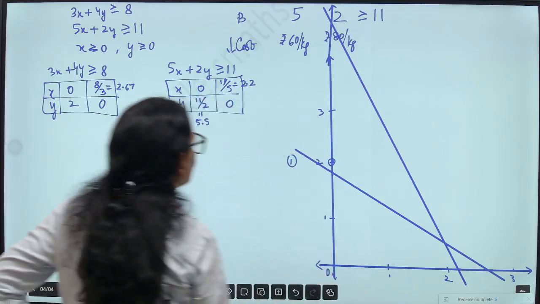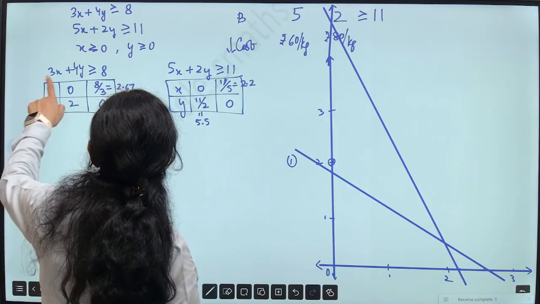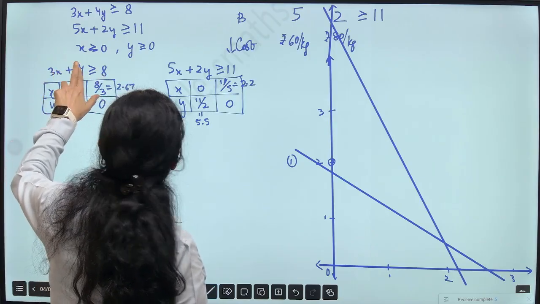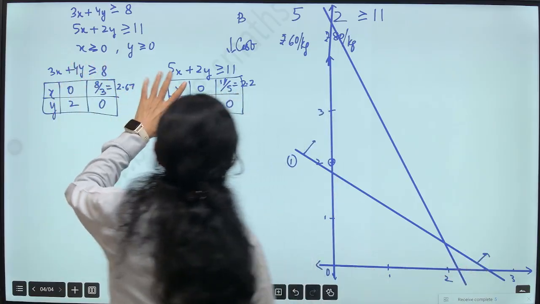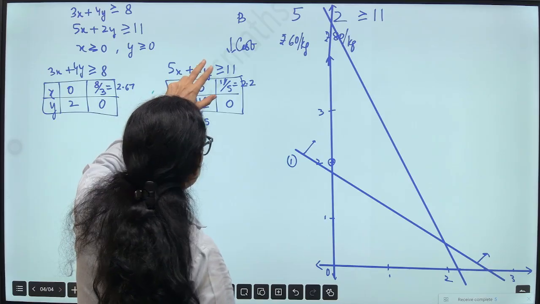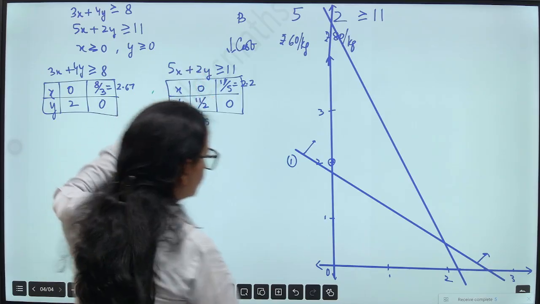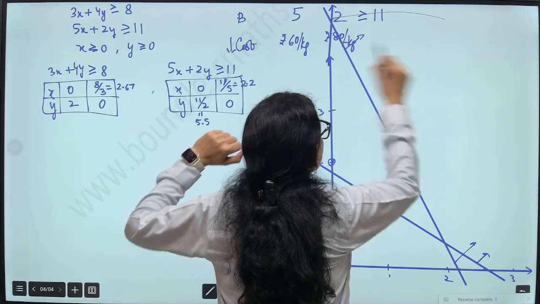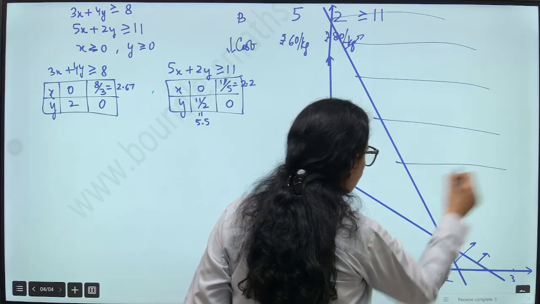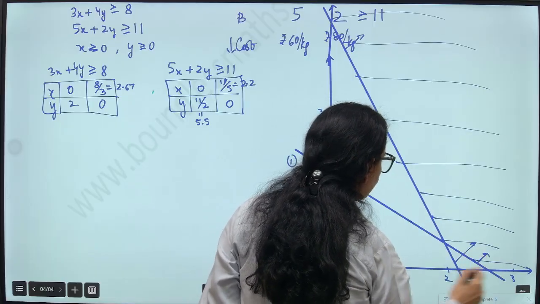Okay, so let's look at the feasible region. (0, 0) greater than 8? No. So that means for the first inequality, the feasible region is on the upper side. For the second one, (0, 0) greater than 11? No. So that means this is also on the upper side. So this is an unbounded feasible region problem, a diet problem, where the feasible region is unbounded.